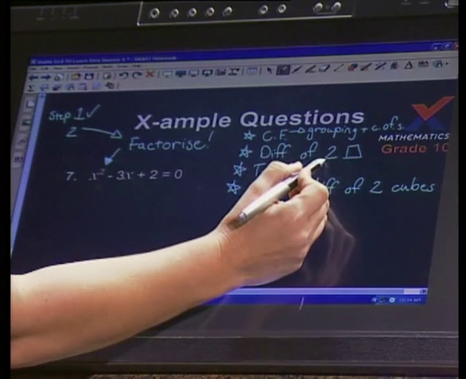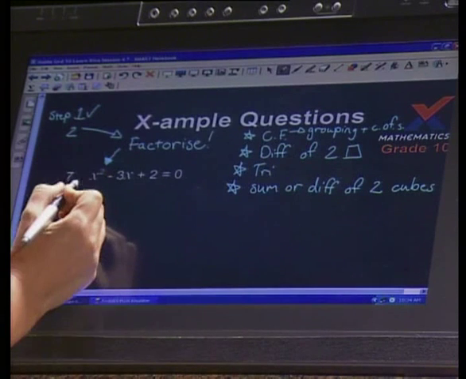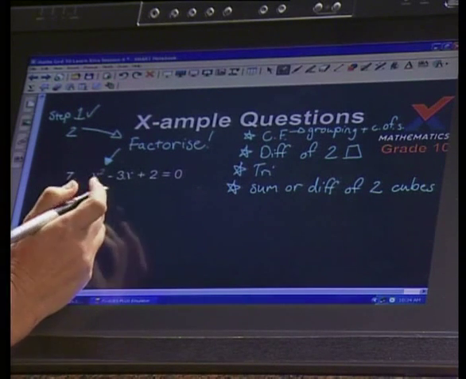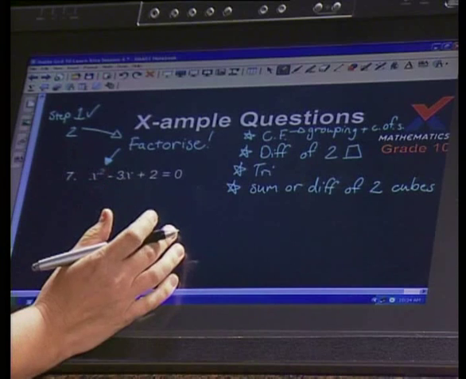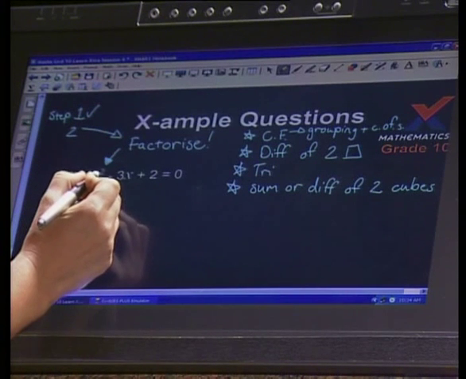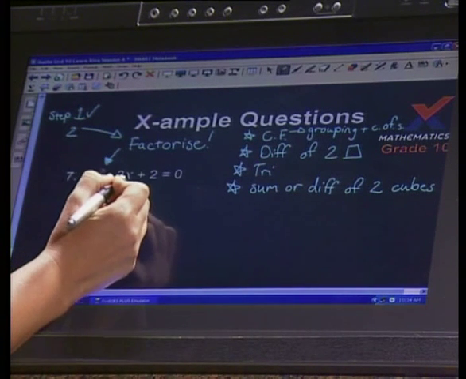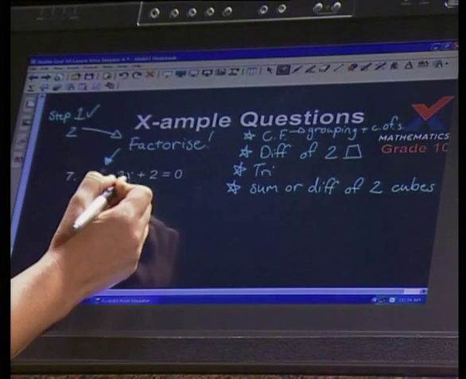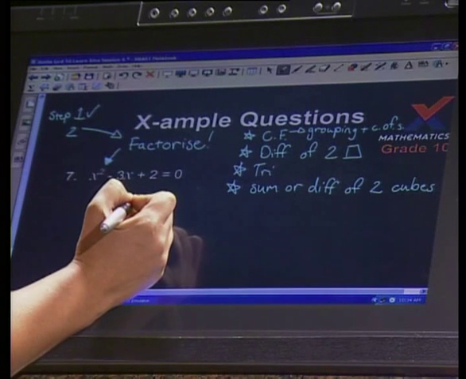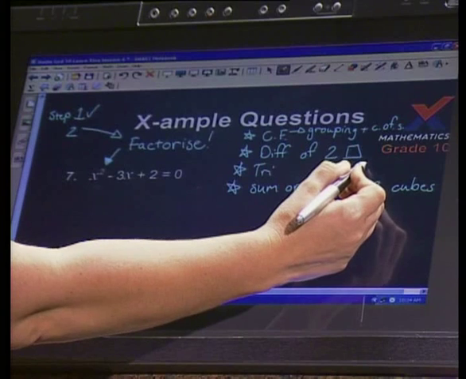Next, we are going to look for a difference of 2 squares. Now, a difference of 2 squares means we have one squared number minus another squared number. X squared is a squared number, minus 3x is not a squared number, and plus 2 is also not a squared number, so we don't have a difference of 2 squares.